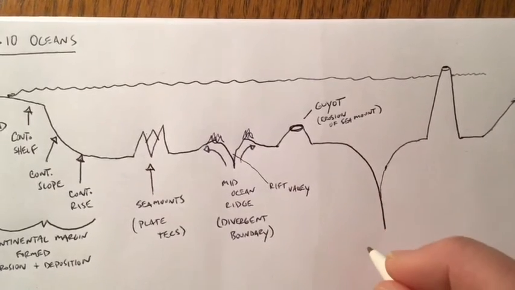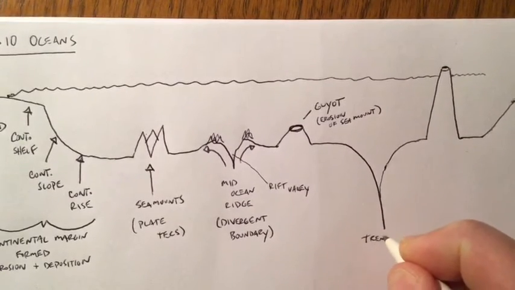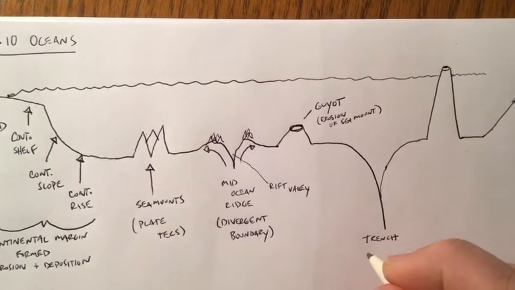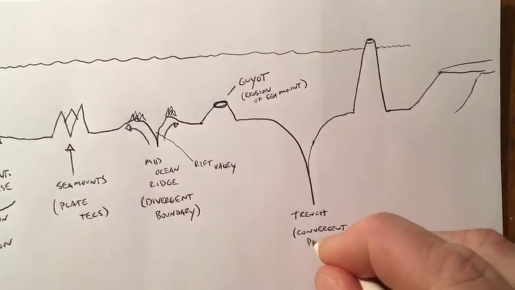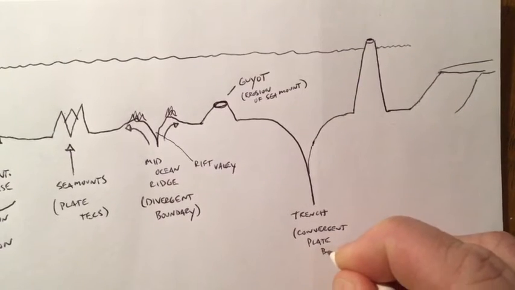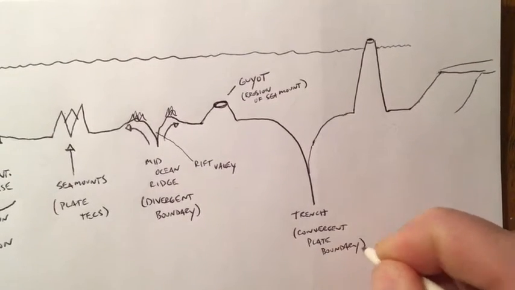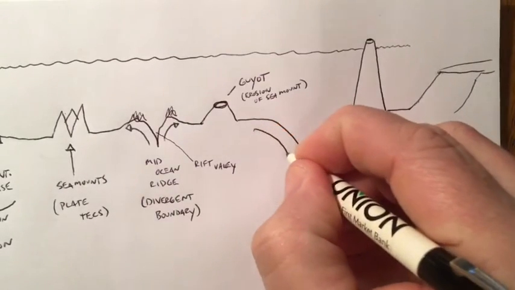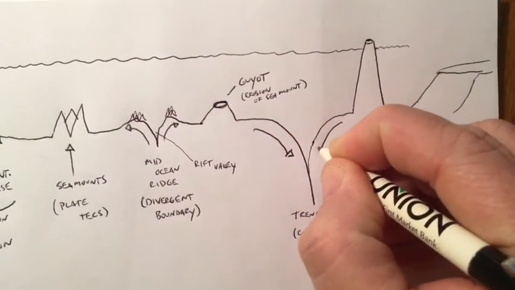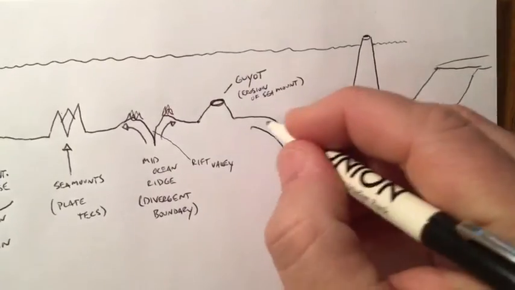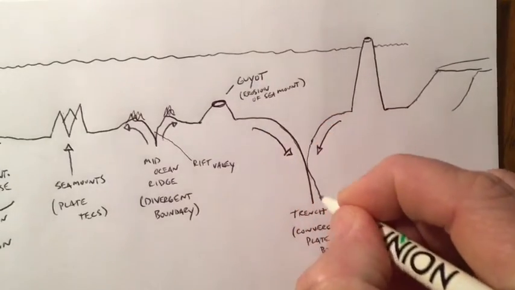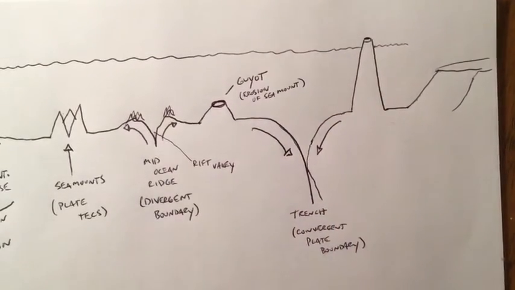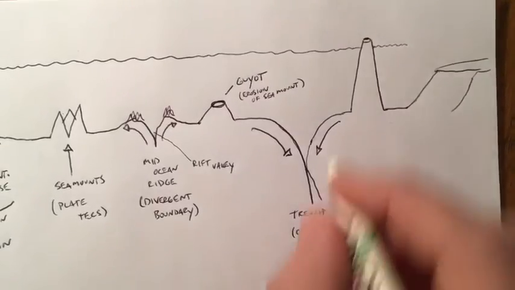This very deep area is called a trench. A trench happens at a convergent plate boundary. And it's also sometimes called a subduction zone. You have two tectonic plates colliding together, converging, and one is sliding underneath of the other one. And that's why it's called a subduction zone.